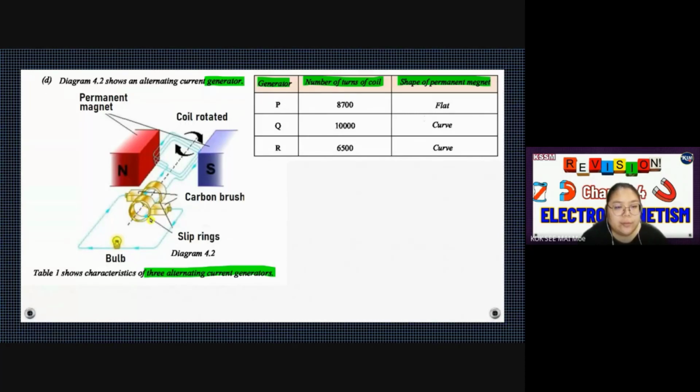Okay, so from here, they show the table about the 3 alternating current generators, P, Q, R. First one, they say the number of turns. Number 2, they say about the permanent magnet, this one N and also the S. They show you the shape. Which shape do you want? Okay, now we see the question, what they need first.